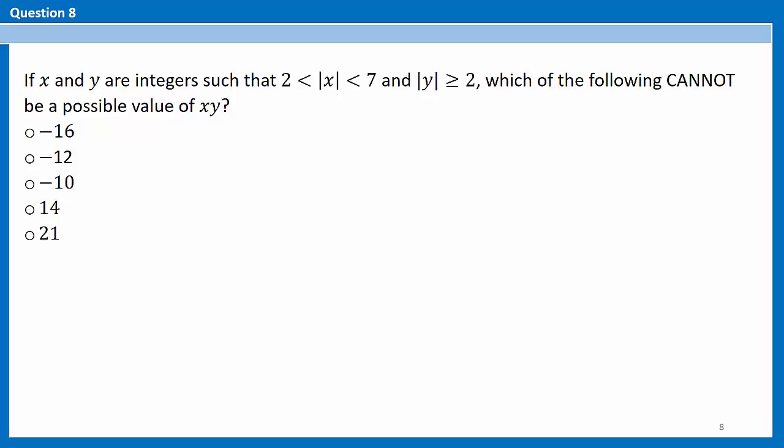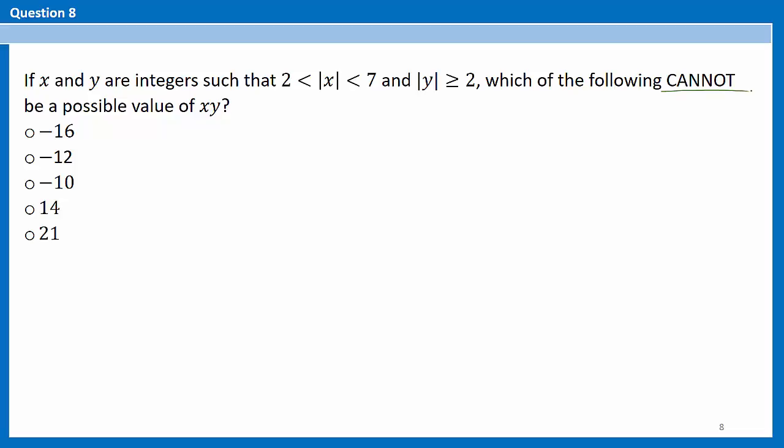If x and y are integers such that the absolute value of x is between 2 and 7 and the absolute value of y is greater than or equal to 2, which of the following cannot be a possible value of xy? Now, looking at the question that says cannot, tells me that I need to find values or numbers that answer yes in each of the options.